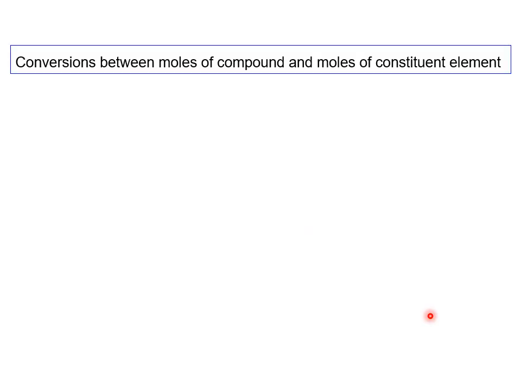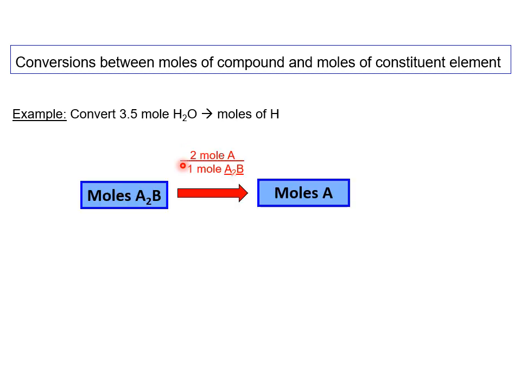We can do the same thing between moles of compound and moles of its constituent element. So let's say I have 3.5 moles of H2O and I want to know how many moles of hydrogen I have. Notice that from this H2O molecule here, I can see that one H2O contains 2 hydrogens in it. So to convert, I can just go straight from moles of H2O to moles of hydrogen using the conversion that in our example, like we saw, 2 moles of hydrogen for every 1 mole of water.